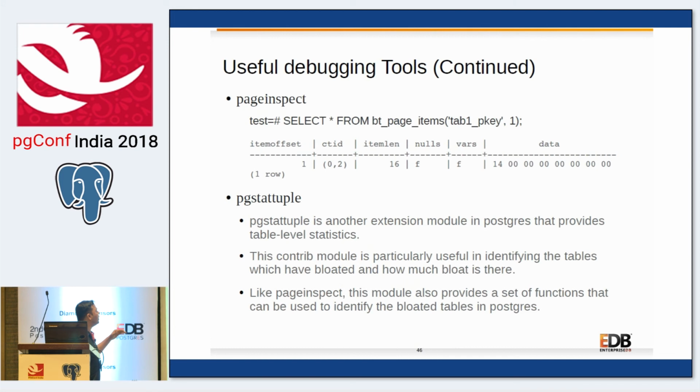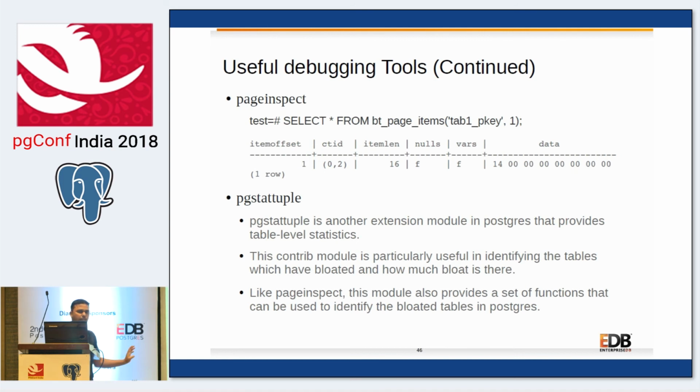Whatever I did so far was for the base table. If you want to see changes happening at the index pages, that too you can do by querying some of the functions related to indexes. For example, there is something called BT page items, so you can see what the tuple in the index page is pointing to and all that.